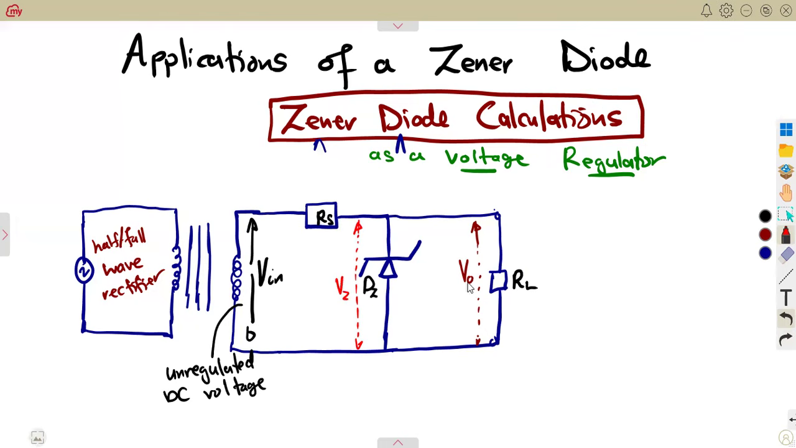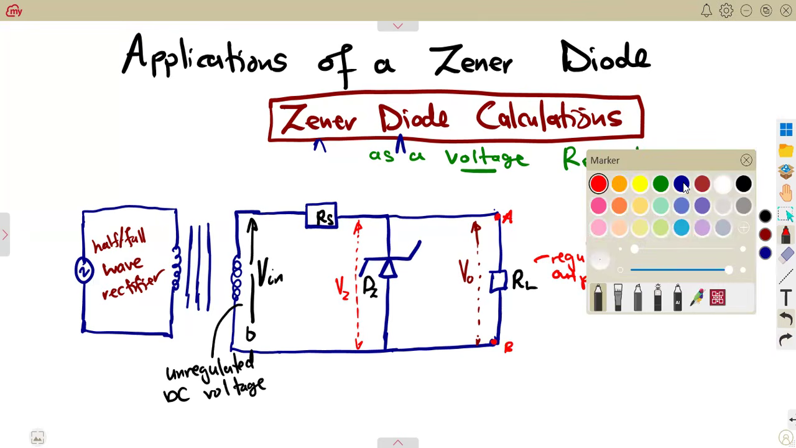It is equal to this output. So this output voltage is the regulated voltage. So now you're talking of the regulated output. So that is the condition there: the regulated output voltage, which is our V out. You can just consider maybe there are points A and B at the output where the load resistor is connected.